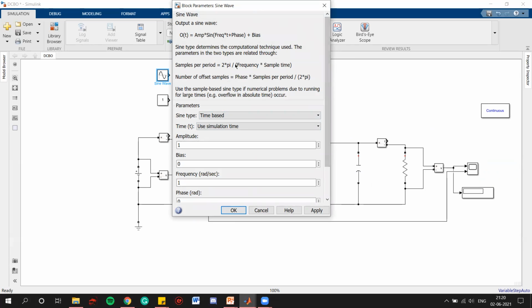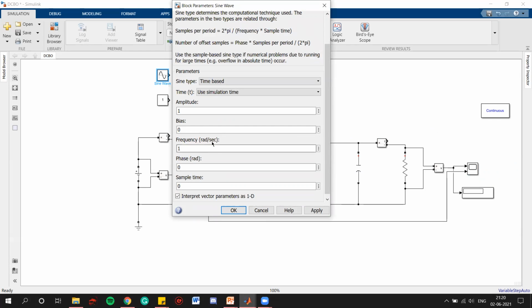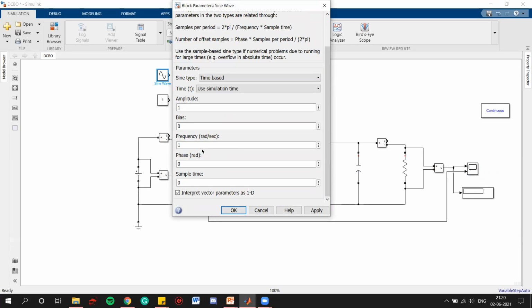Let's see. Bias, we are putting 0 bias. Frequency is 1 radian per second. So here they have given us that this frequency would be 2 into pi into f into sample time, right? So here we just need to do 2 into pi into whatever hertz we need to convert the whole thing into radian, right? So frequency we are keeping 5,000, right?